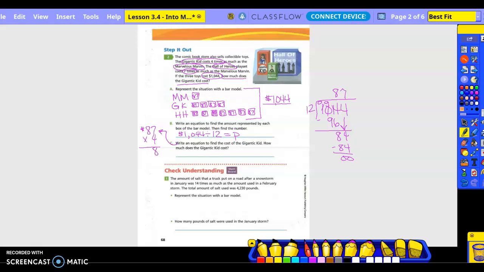7 times 4 is, carry the 2. 4 times 8 is, 2 is. So Gigantic Kid costs $348. Check understanding number 1.